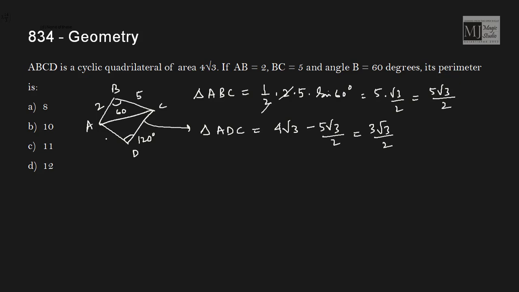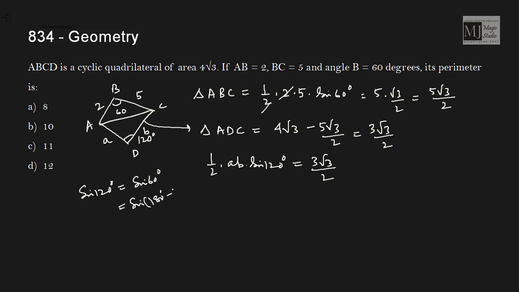Now suppose AD is a and CD is b. So the area of ADC is half into ab into sine 120 degree, which equals 3 root 3 by 2. Now sine 120 degree is the same as sine 60 degree, because that is sine of 180 degree minus 60 degree. So this would be half ab into root 3 by 2, which equals 3 root 3 by 2.